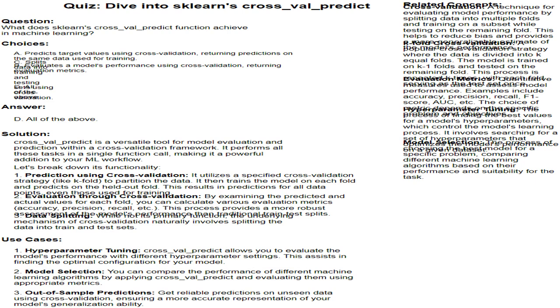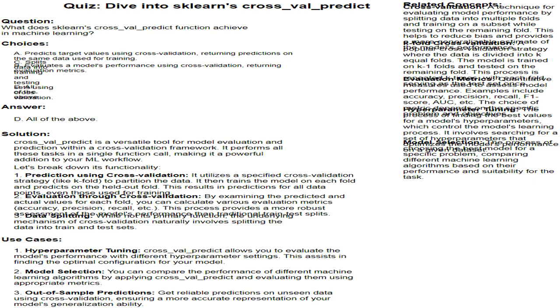Imagine you have a dataset of 100 samples. Using 5-fold cross-validation, you split the data into 5 folds of 20 samples each. You then train the model on 4 folds and test it on the remaining fold.